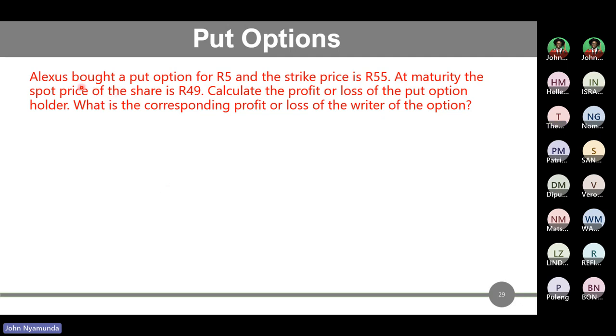this now is your question. Alexa's bought a put option for five rands and the strike price is 55. At maturity, the spot price of the share is 49 rands. Calculate the profit or loss of the put option. What is the corresponding profit or loss of the writer of the option? The first part you should be able to calculate easily, ladies and gentlemen. Okay, that's yours.